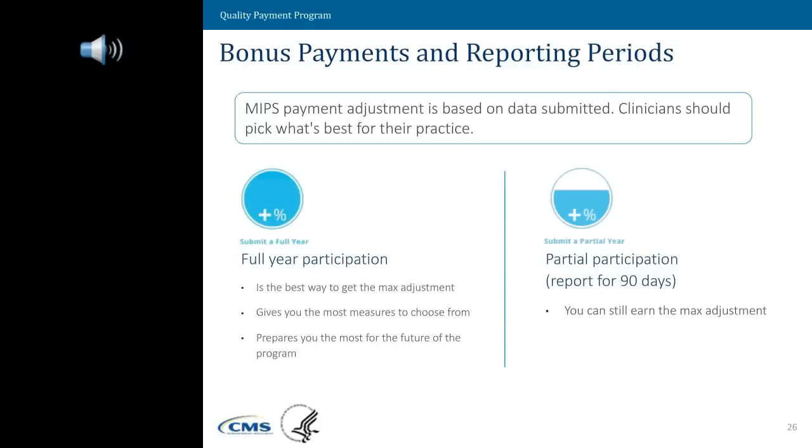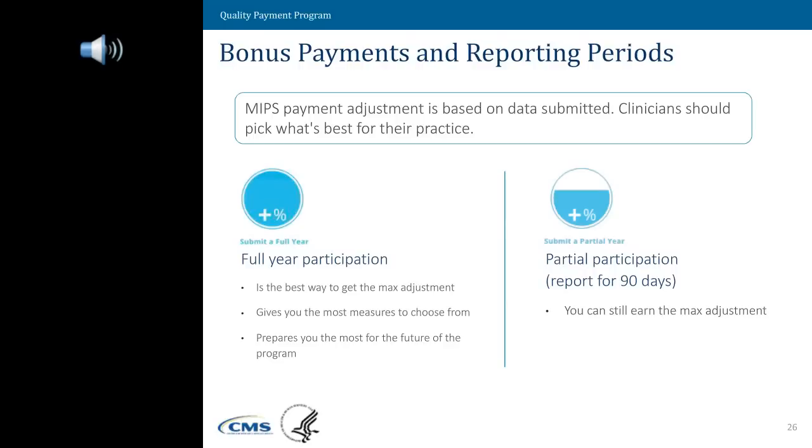So when we look at the full option and the partial option, think of these as options along a spectrum. If you can participate for a 90-day period for one performance category, that's great. If you can participate for longer than a 90-day performance period for one category, that's even better. It doesn't have to be either 90 days or a year. It could be 120 days, 6 months, 9 months, 10 months, and it could be for any of the performance categories.